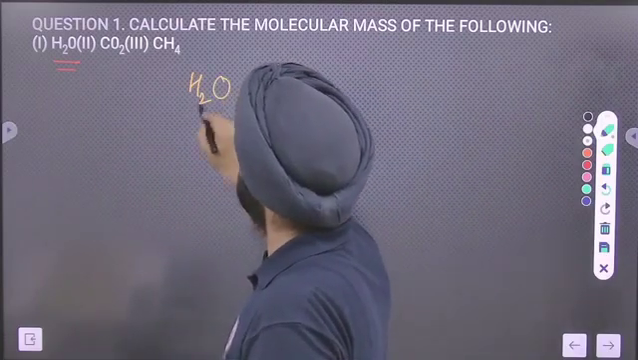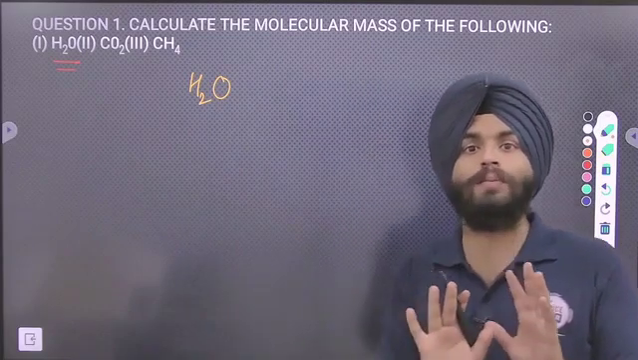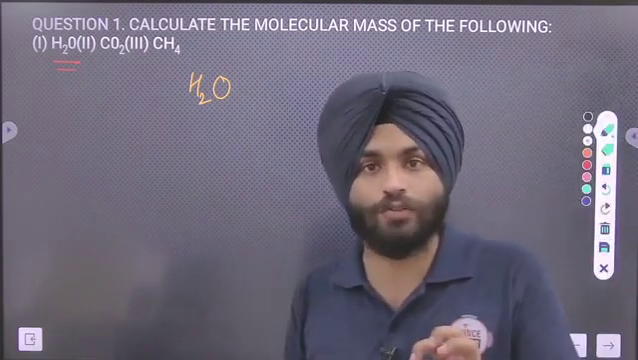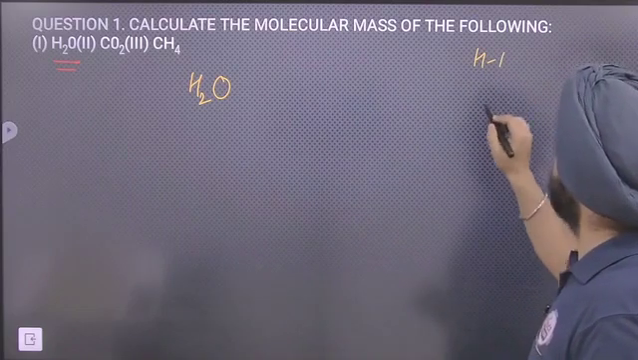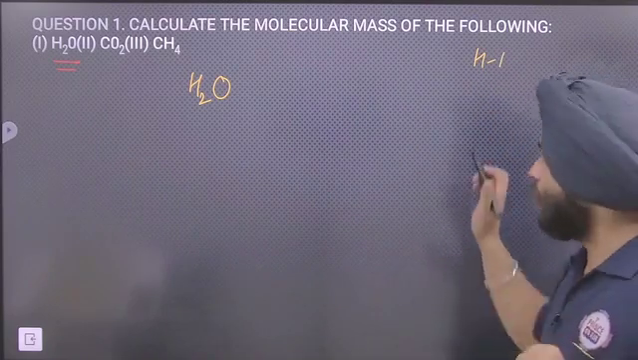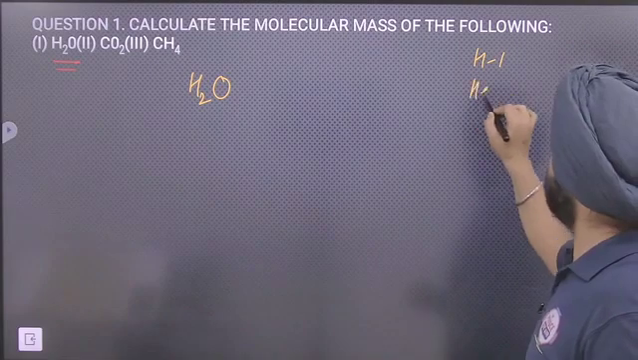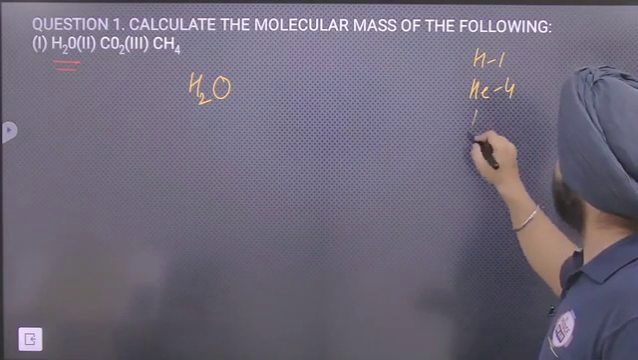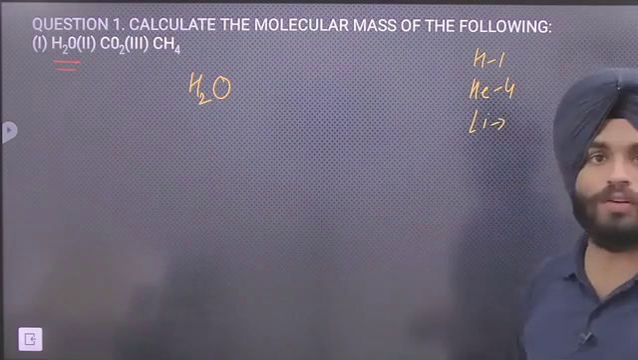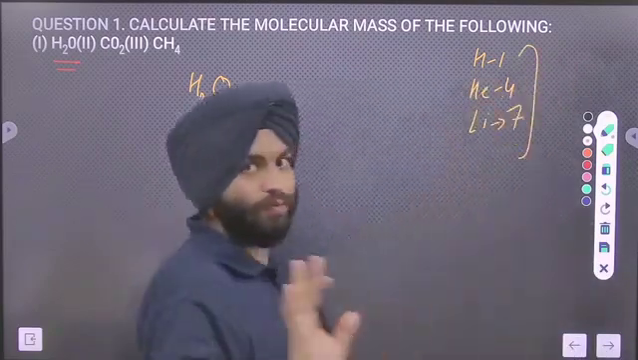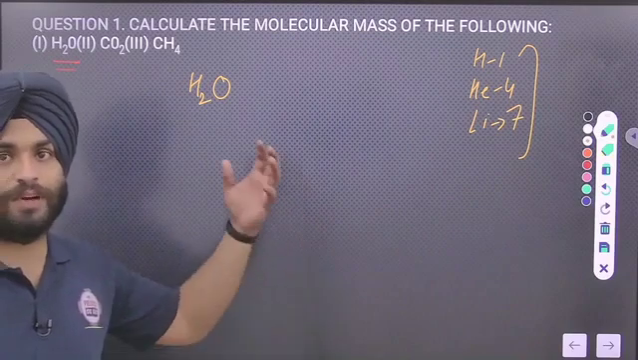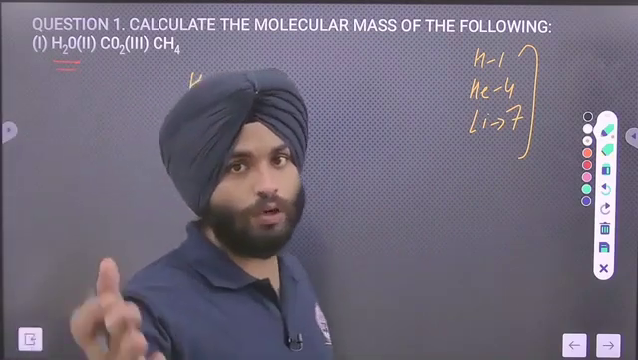H2O. All of you know the atomic mass individually of the elements. Hydrogen has 1, helium is 4, and the atomic mass of lithium is 7. You know all that very well, and I've discussed it in the previous lectures. If you don't know, you can watch those lectures.